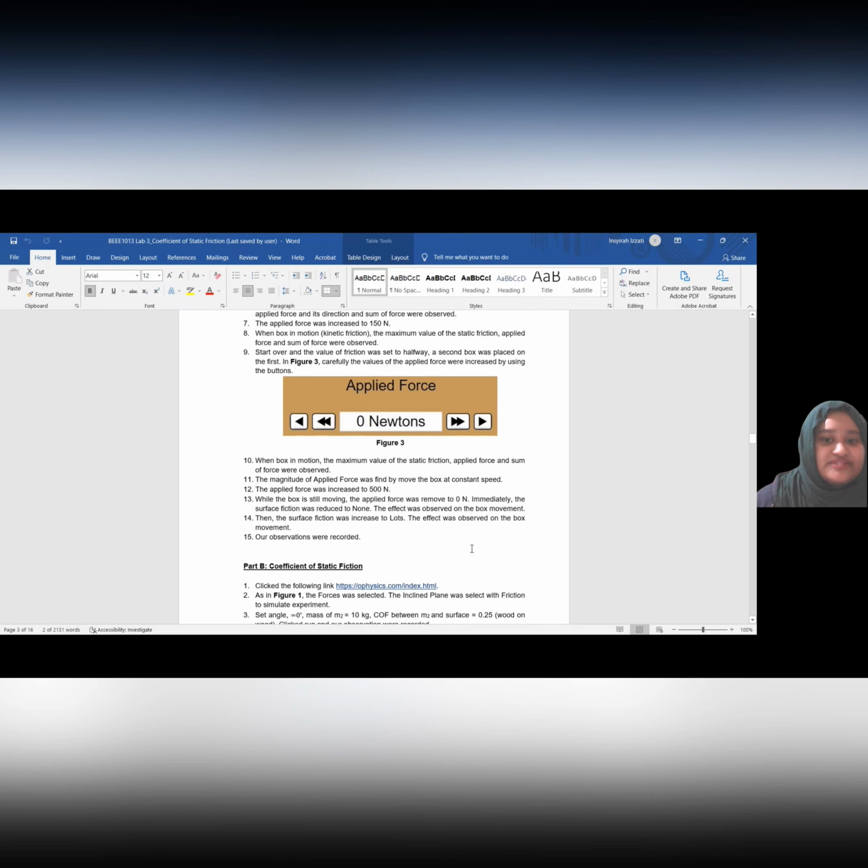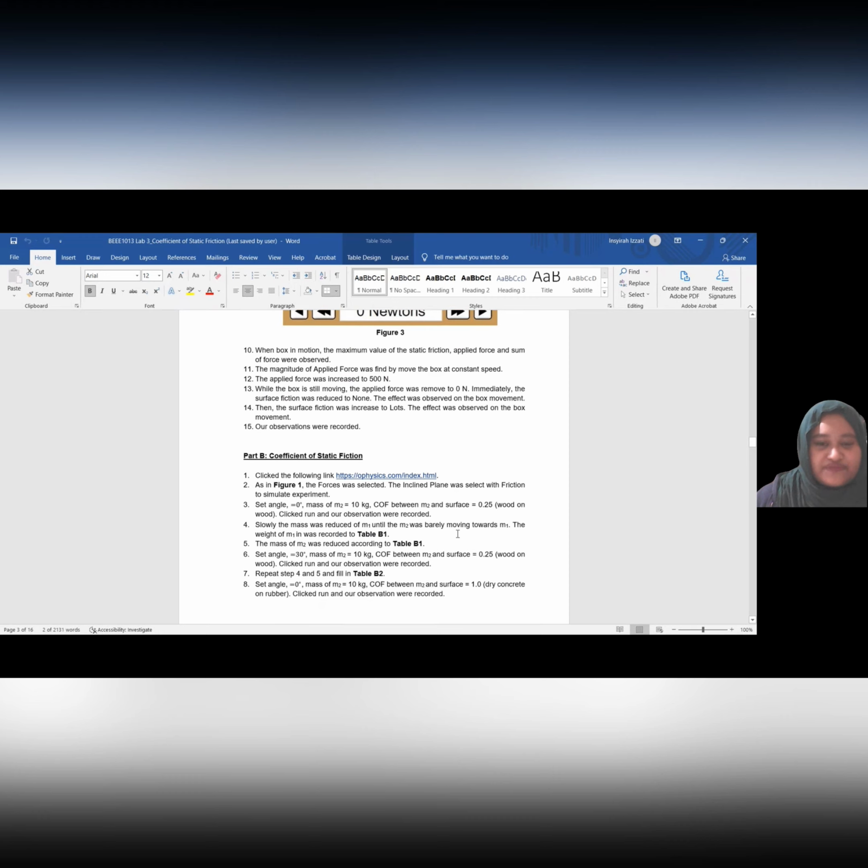Immediately, the surface friction was reduced to none. The effects were observed on the box movement. Then the surface friction was increased to lots. The effect was observed on the box movement and the observations were recorded.